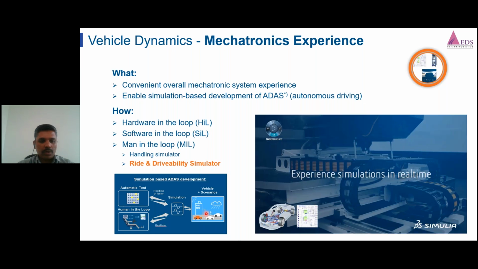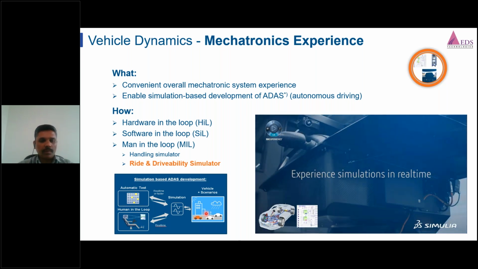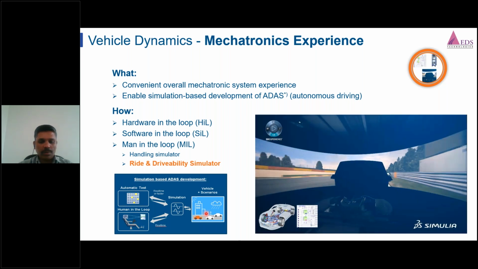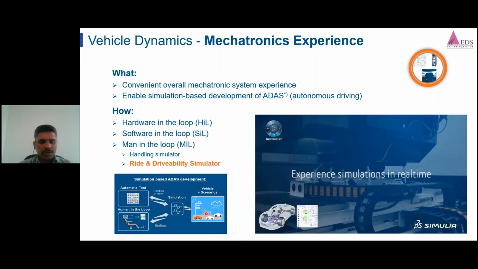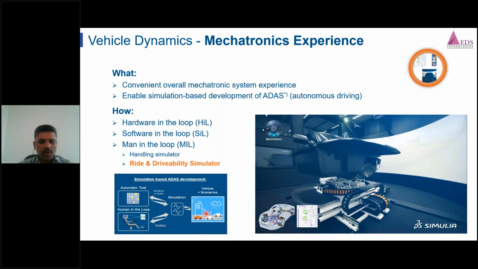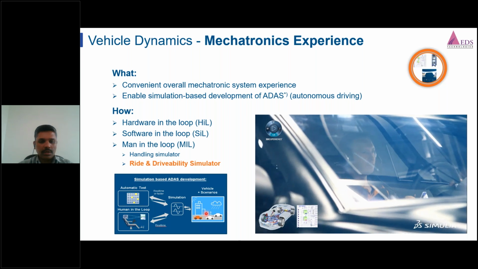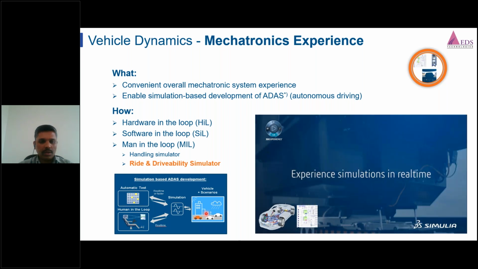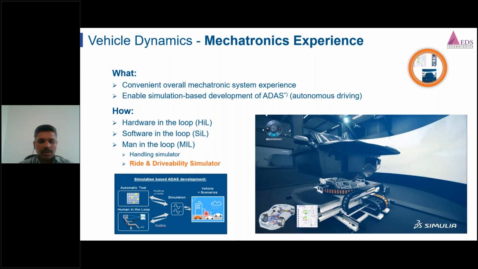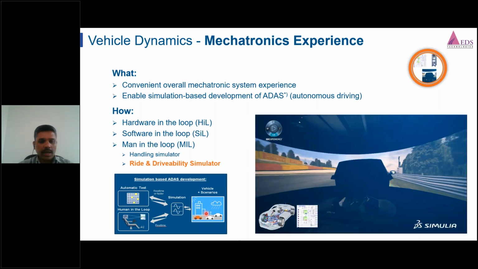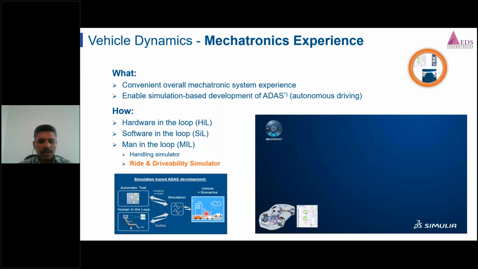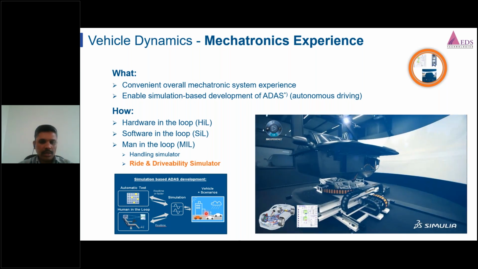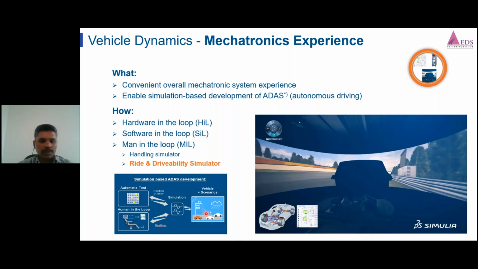And how can this be achieved? There are several technologies like hardware in the loop, software in the loop, or man in the loop simulation. Especially for the simulator applications, using Simpack's unique real-time capability, it's not only possible to do handling simulation, but also to establish new workflows related to ride and drivability simulators, which is a huge potential to minimize or eliminate the prototypes in the future.